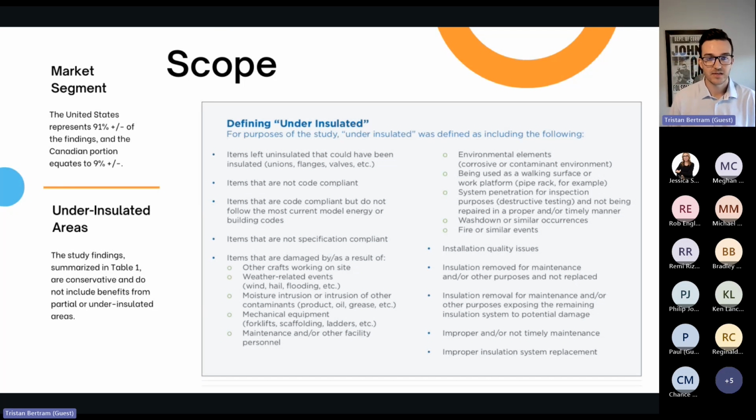And finally, the study did not include any under-insulated areas as defined here. So items that were left uninsulated, items that weren't code compliant, items that were damaged or not maintained properly, things like that.